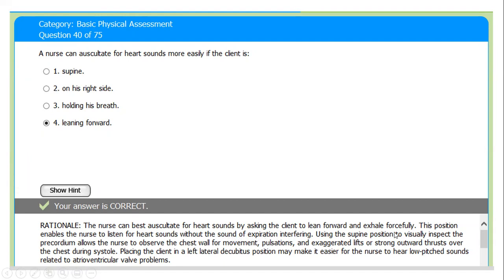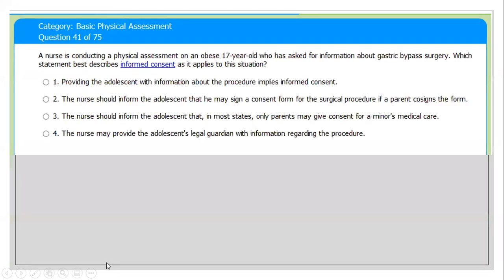Using the supine position to visually inspect the precordium allows the nurse to observe the chest wall for movement, pulsations, and an exaggerated lift or strong outward thrust over the chest during systole. Placing the client in a left lateral decubitus position may make it easier for the nurse to hear low-pitched sounds related to atrioventricular valve problems.